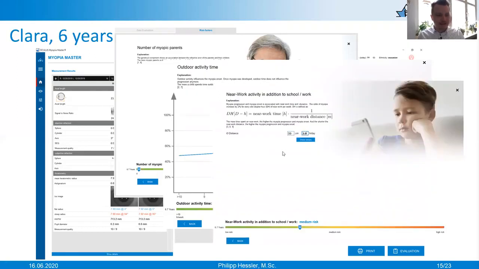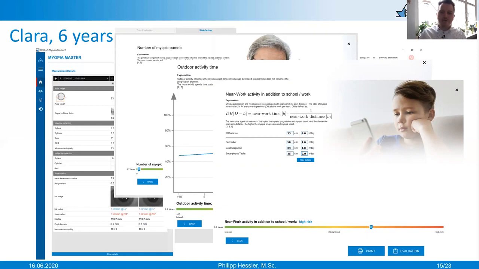Near work, you can classify it just with a mean distance and mean hours per day, or you can go into more detail if you want. You can put in the distance for computer, reading a book, magazine, or smartphone and tablet use in combination with the hours per day. And we have the term diopter hours that plays an important role here. And this means that time is associated with the accommodative demand.